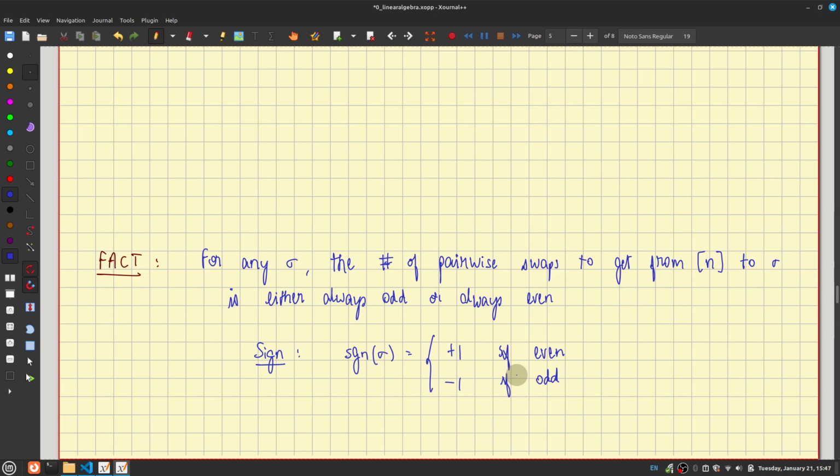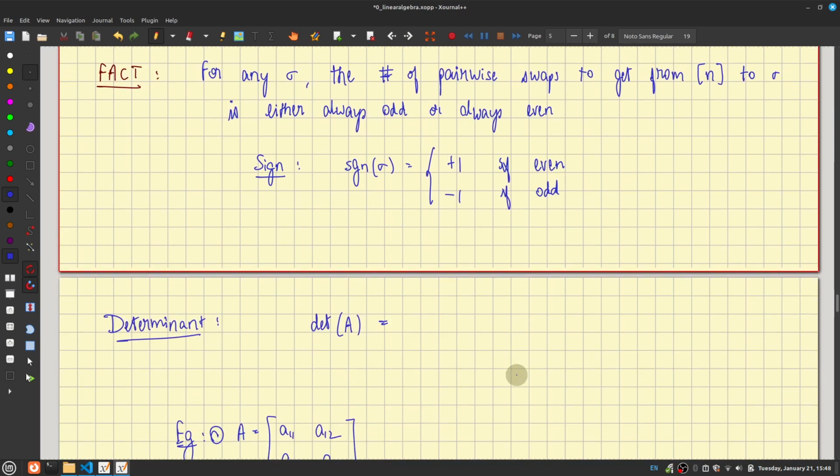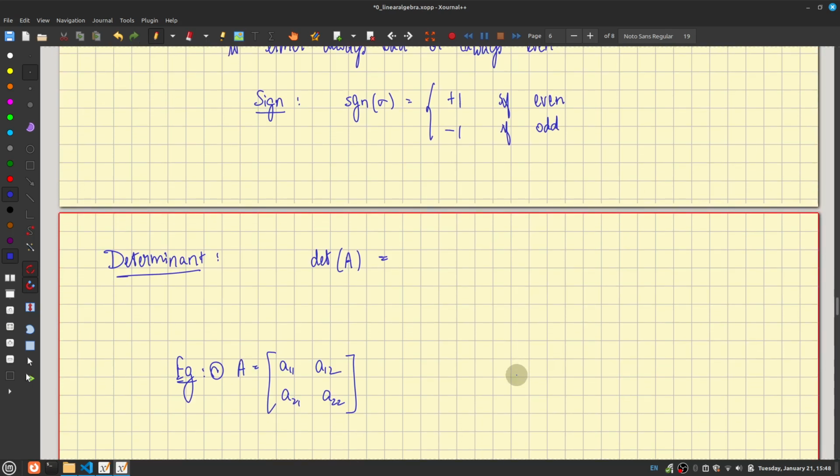We always start from 1, 2, 3 up to n, and then find the number of pairwise swaps that are required to get to this particular permutation. Using this, we can define the determinant.